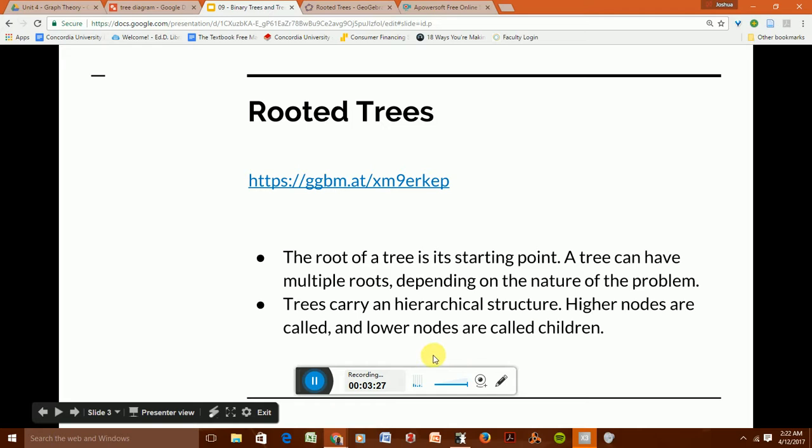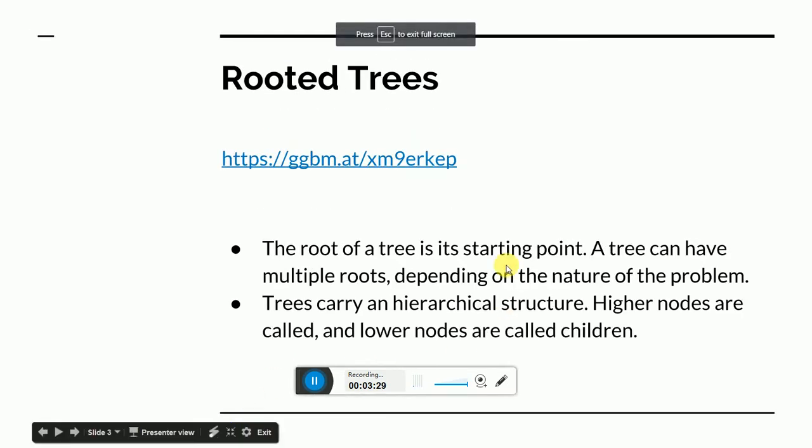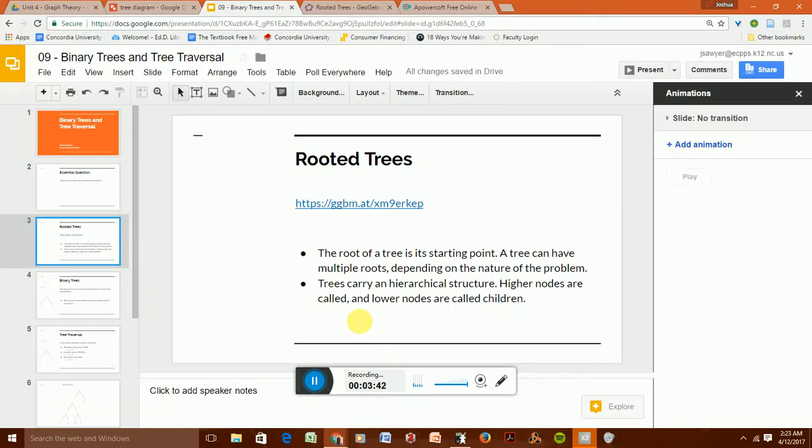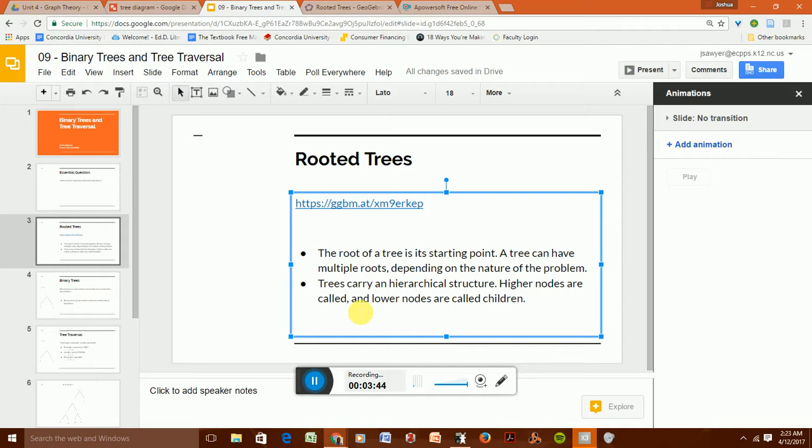All right, so going back here, let's put it back on full screen. All right, the root of the tree is the starting point. The tree can have multiple roots depending on the nature of the problem. Trees carry a hierarchical structure. Higher nodes are called parents. And lower nodes are called children.